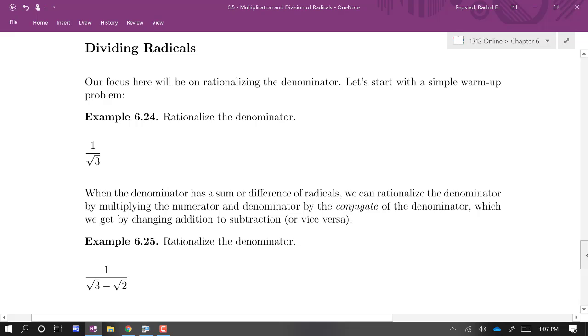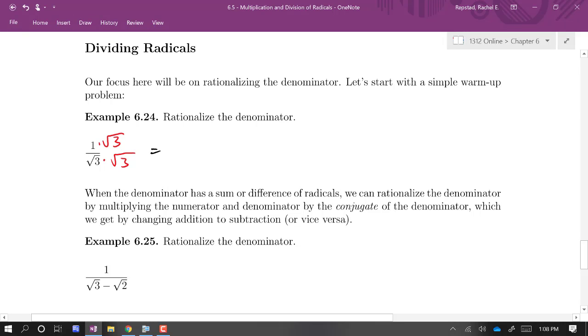Alright, now let's move on to dividing radicals. Our focus is on rationalizing the denominator. We already know how to do this in some instances, so we're going to begin with a familiar type of example, 1 over root 3. If I want to rationalize that denominator, I'm going to multiply by the square root of 3 on the top and the bottom.